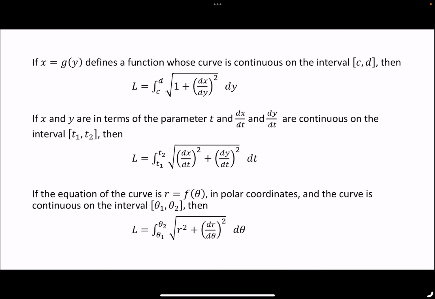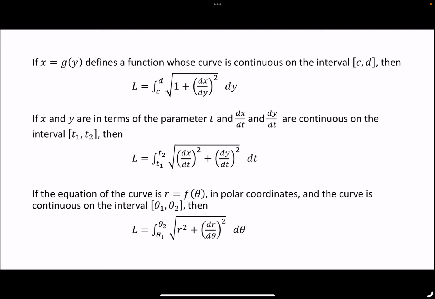If x is equal to g of y, if this function x equal to g of y defines a function whose curve is continuous on the closed interval from c to d, then the length of the arc is equal to the integral of the square root of 1 plus dx over dy squared dy from c to d.